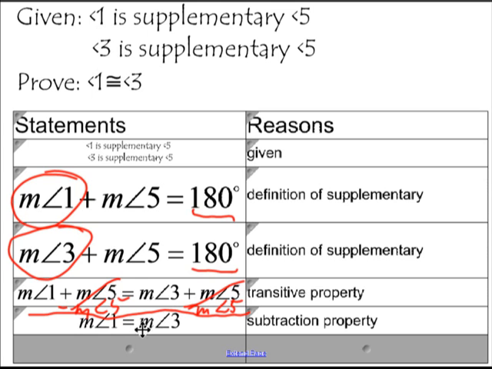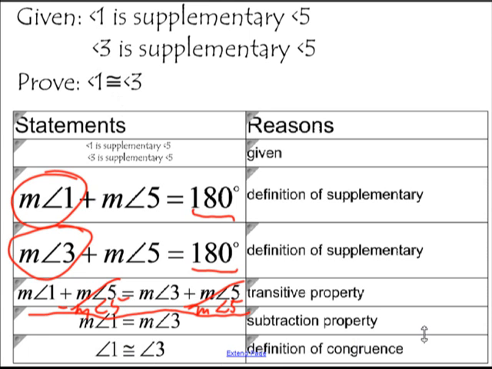And then we've got our solution, which is measure of angle 1 is equal to the measure of angle 3. And again, it's stated as a congruence statement, so you should add that extra step that angle 1 is congruent to angle 3, and that's just the definition of congruence.